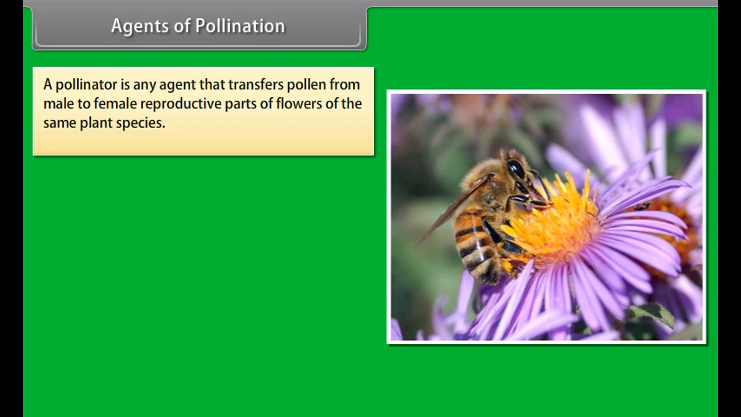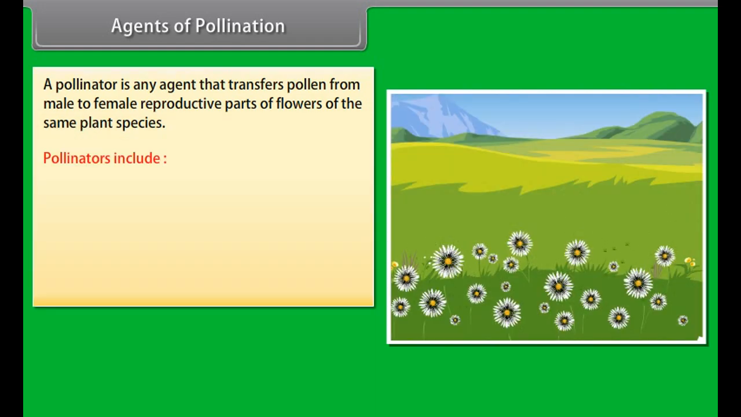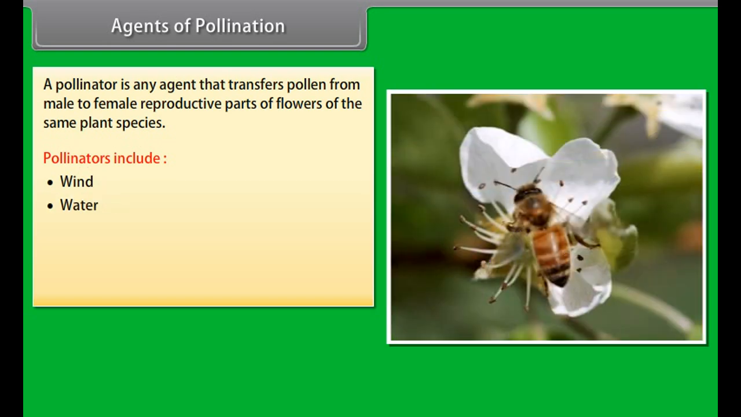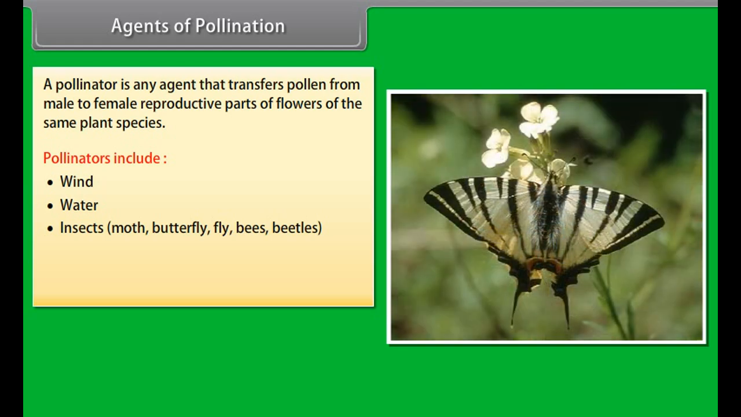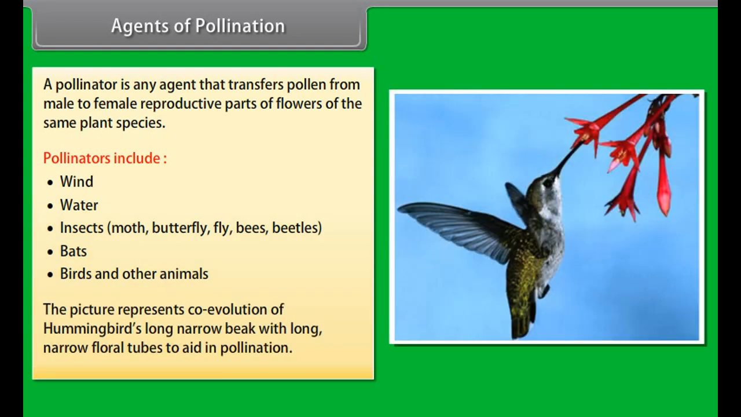Agents of pollination. A pollinator is any agent that transfers pollen from male to female reproductive parts of flowers of the same plant species. Pollinators include wind, water, insects like moth, butterfly, fly, bees, beetles, bats, birds, and other animals. The picture represents co-evolution of hummingbird's long narrow beak with long, narrow floral tubes to aid in pollination.